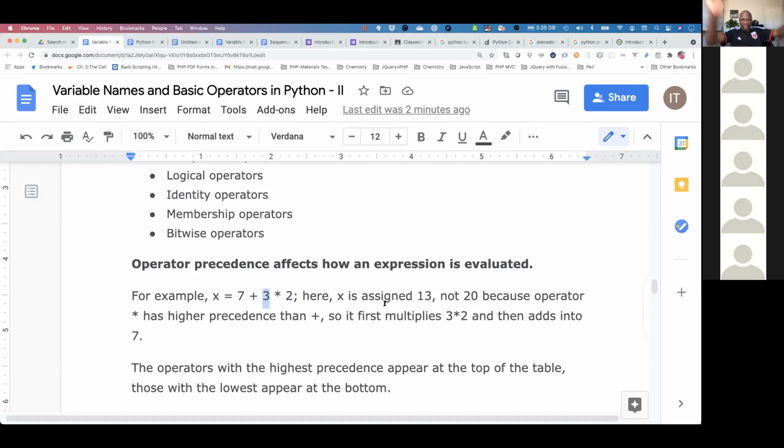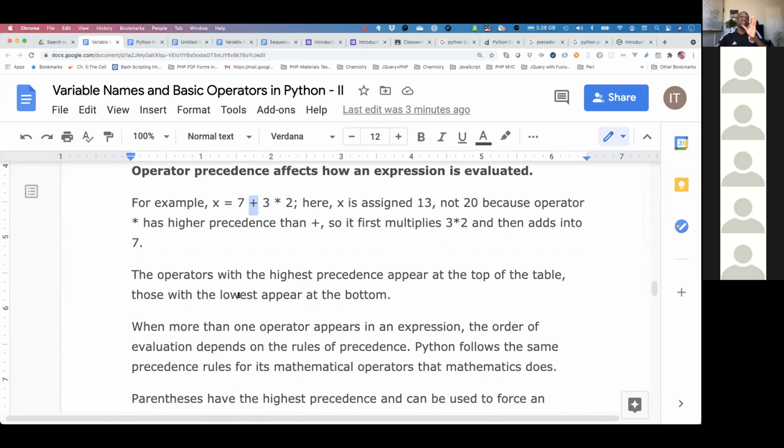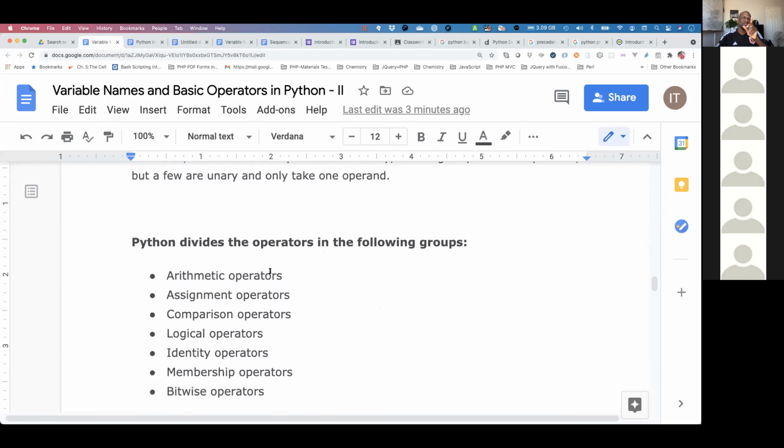And then you come out of the exam room, you're very happy, you think you got it, but before you knew it, it's wrong. So you have to be very sure that the operator times comes before the operator plus sign, always. Okay, so that you get it right. The operator with the highest precedence appears at the top of the table.